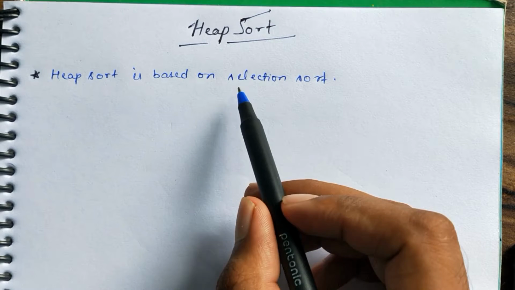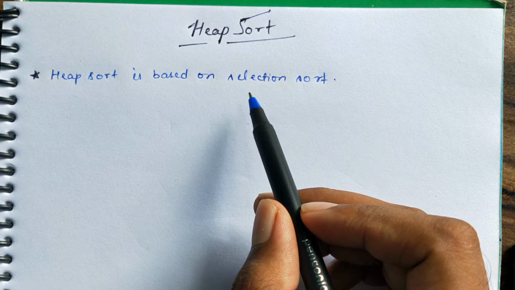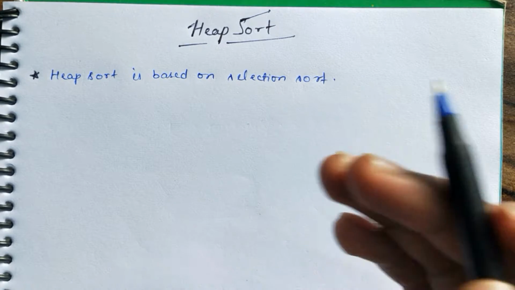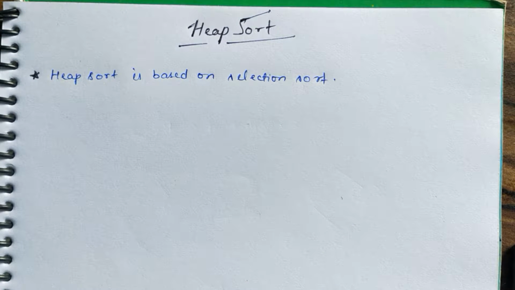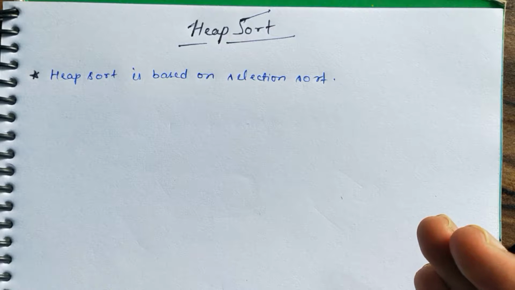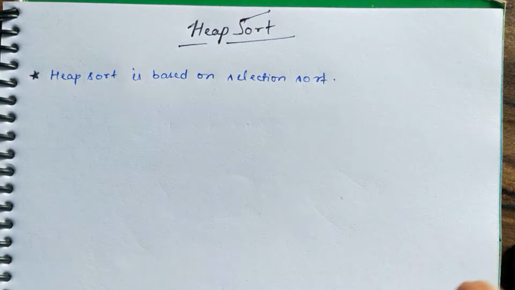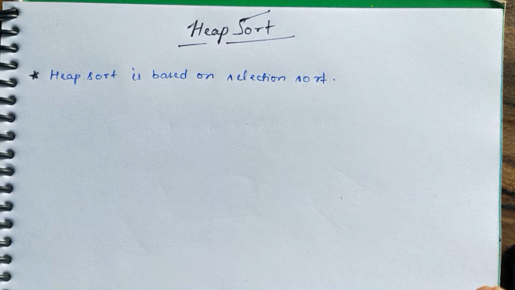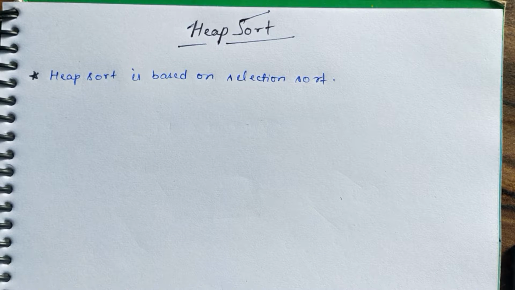Heap sort algorithm is based on selection sort algorithm. As in selection sort, we select the maximum element and put it at the end of the array, and then we find the second maximum element and place it at the second end position of the array. Similarly, in heap sort, we find the maximum element and put it at the last of the array, and then the second maximum at the second last position. So it is based on selection sort.